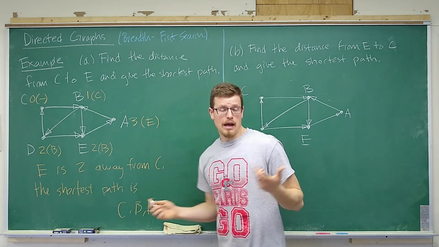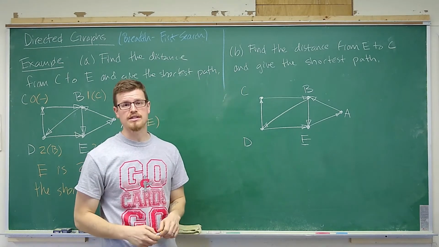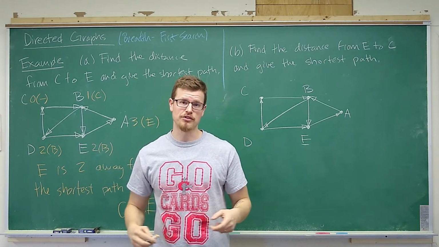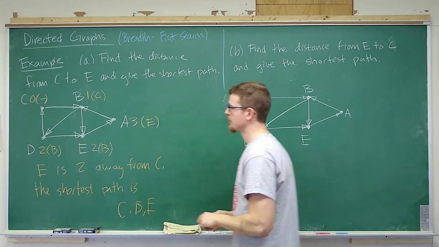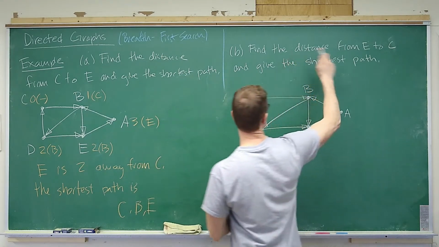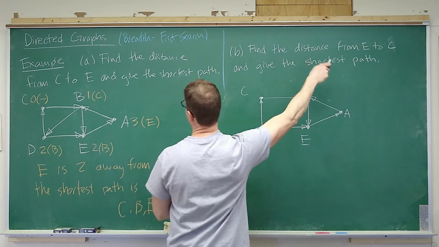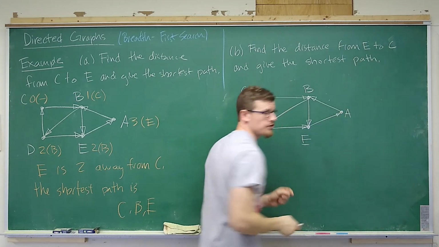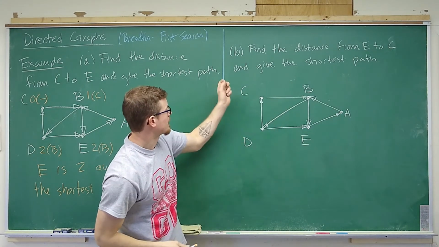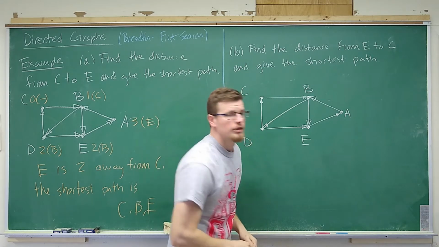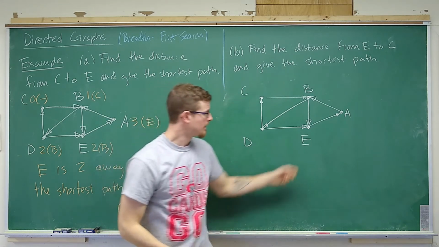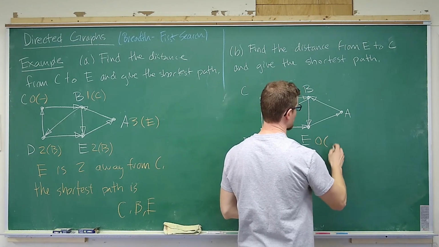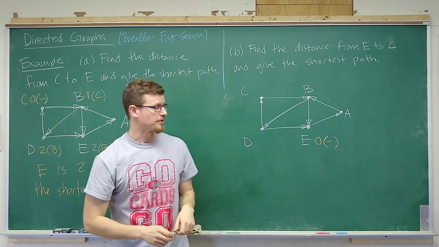Excellent. Now, I really wanted to include the second half of the example because it really highlights what happens when we can't travel both directions along any given edge. So again, we want to find the distance, but order matters here, right? We found the distance from C to E, and now we want to find the distance from E to C, so going the other direction. And again, we want to give the shortest path. So now we have to begin at E, and beginning at E, well, that's 0 away from itself with no predecessor.